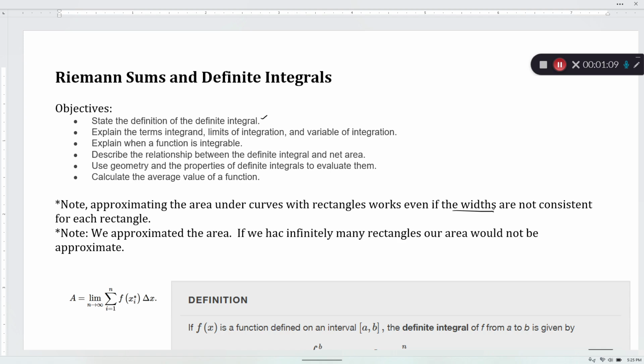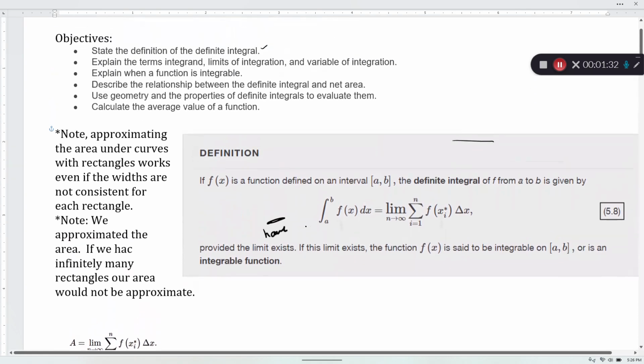Next, we approximated the area. If we have infinitely many rectangles, our area would not be approximate. So when we take that limit, it's no longer an approximation. Okay. So what do I mean by that?